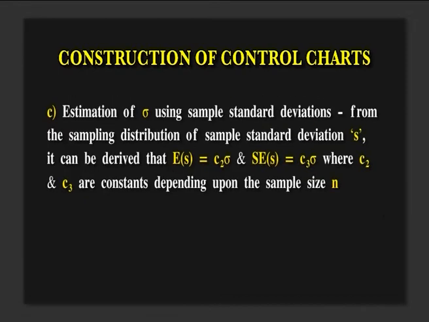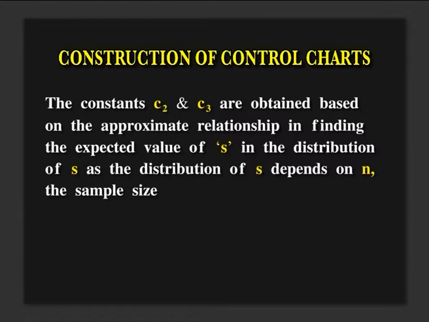Estimation of sigma using sample standard deviation. From the sampling distribution of sample standard deviation, it can be derived that the expected value of S is equal to c2 sigma and the standard error of S is equal to c3 sigma, where c2 and c3 are constants depending upon the sample size n. The constants c2 and c3 are obtained based on the approximate relationship in finding the expected value of S in the distribution of S, as the distribution of S depends on n, the sample size.